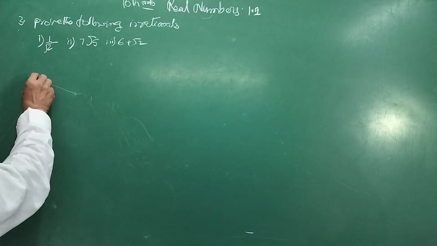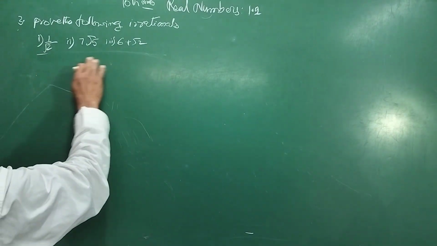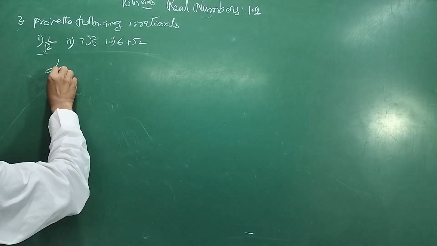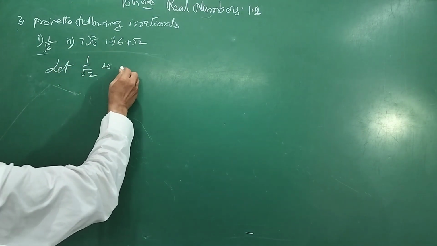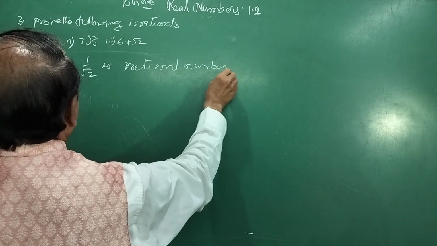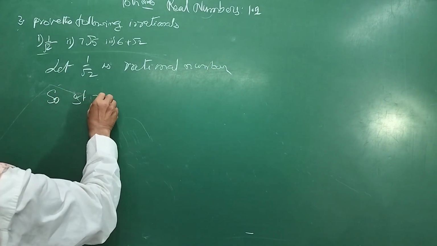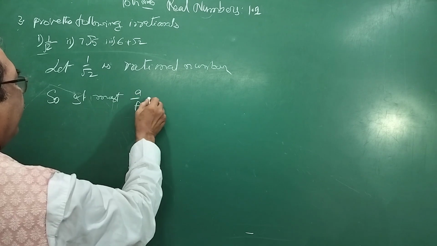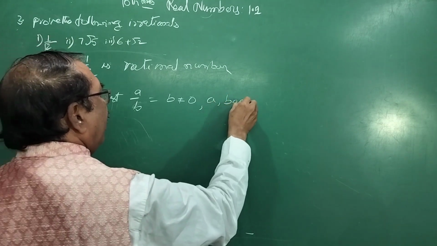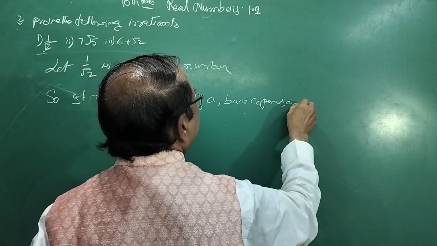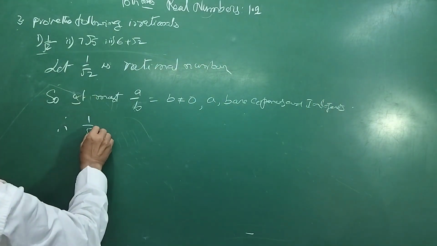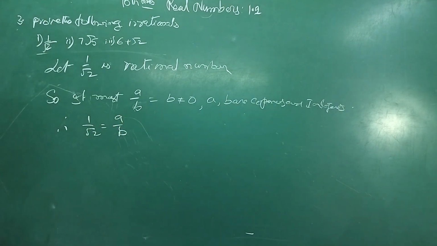Let us see. Prove that 1 by root 2 is irrational. Suppose 1 by root 2 is a rational number. So it must be a by b, b not equal to 0, where a and b are co-primes and integers. Therefore, 1 by root 2 is a by b.